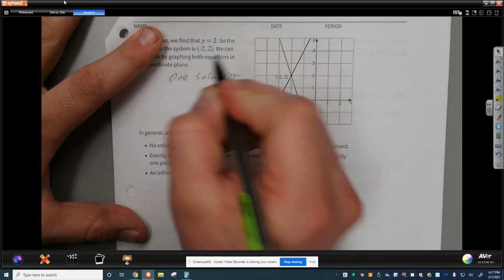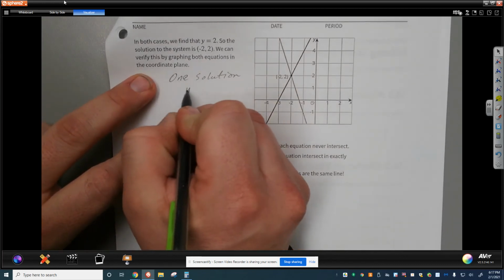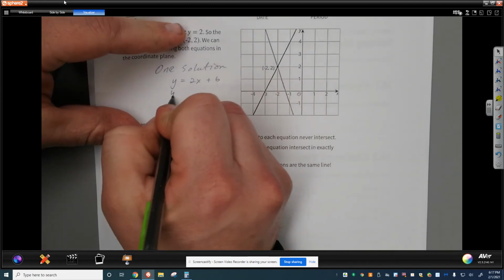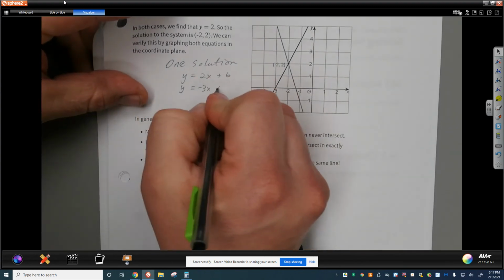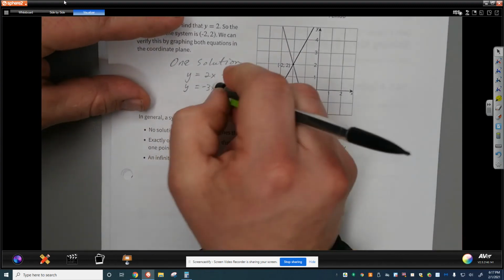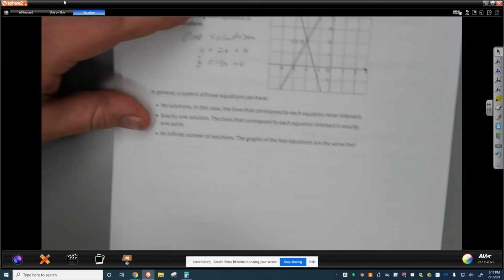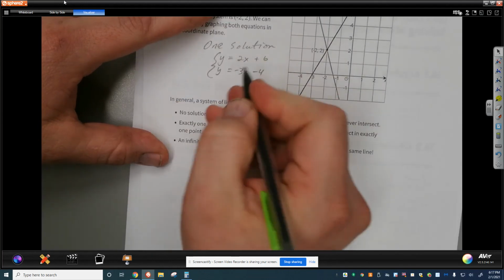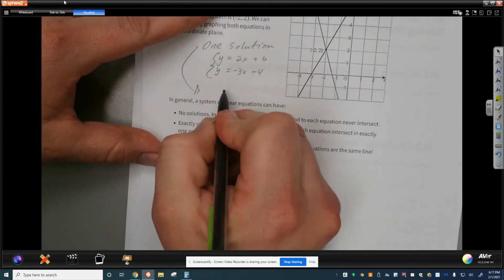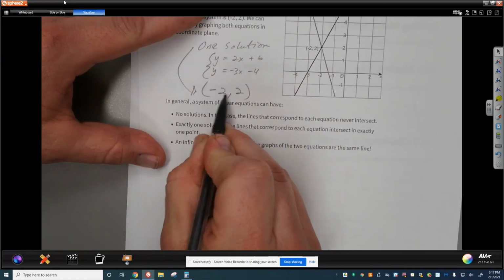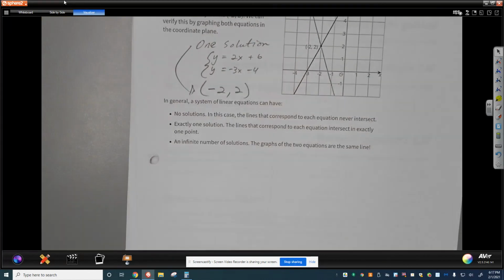And that one solution goes with the system y equals 2x plus 6, and y equals negative 3x, whoops, sorry, minus 4. Make sure I got those right. Yep. As a system, that one solution is going to be negative 2, positive 2, where we have the x coordinate and the y coordinate proven in both of them.